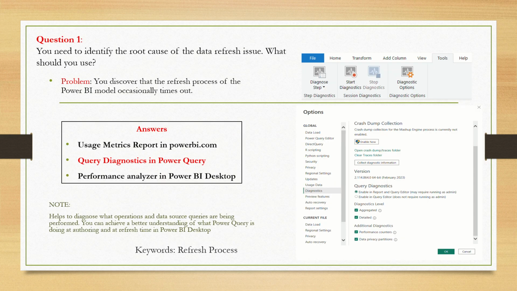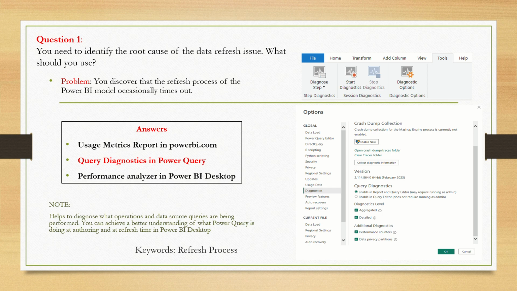Question 1, you need to identify the root cause of the data refresh issue. What should you use? Part of how to navigate these issues is to note your keywords. Either you're writing the exam or it's a real life scenario, note your keywords. What are the keywords? The keyword here is the refresh process. Now, what is the problem? It says you discover that the refresh process of the Power BI model occasionally times out. These are key points: refresh process of the Power BI model.